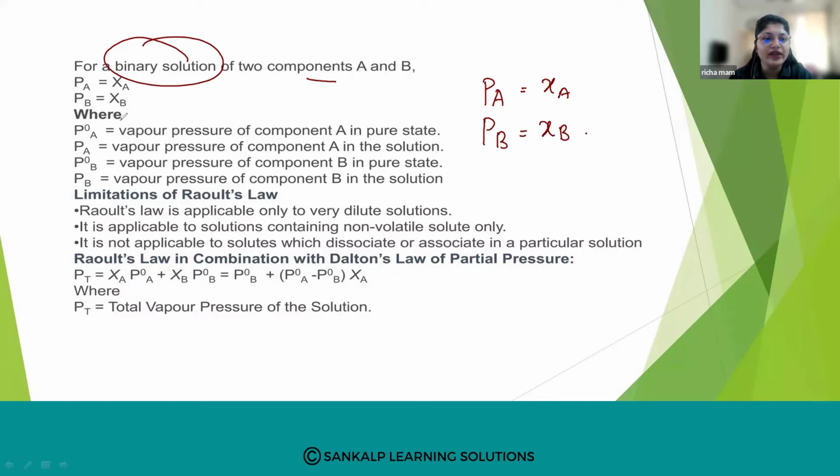Okay, so we know these terms now. So P naught of A is what? It is the vapor pressure of component A in pure state. PA is the vapor pressure of component A in the solution. Solution consists of solute plus solvent. P naught of B is the vapor pressure of component B in the pure state, and PB is the vapor pressure of component B in the solution.